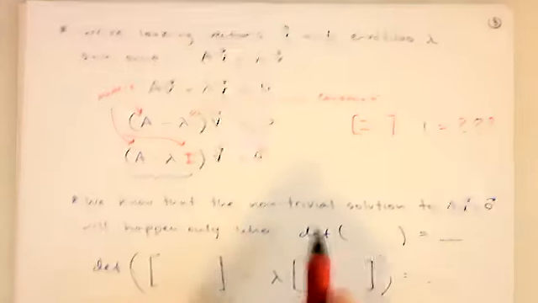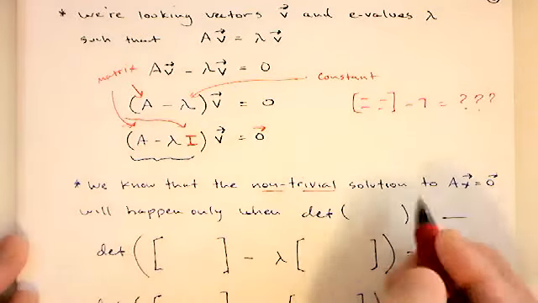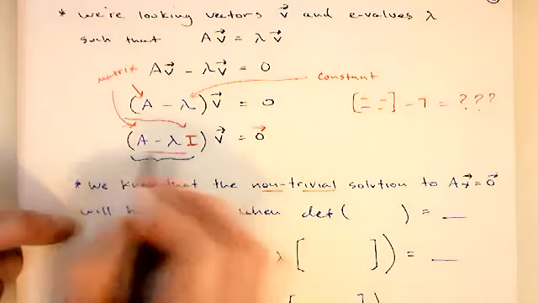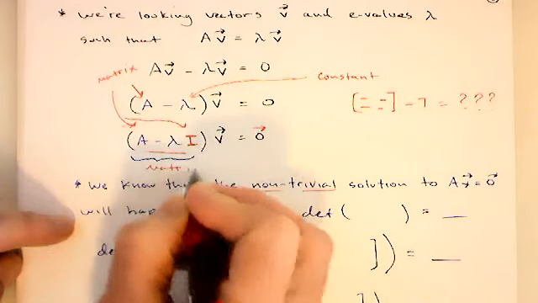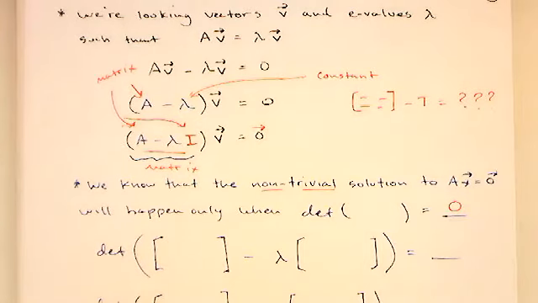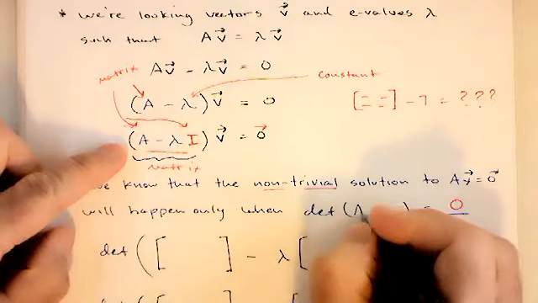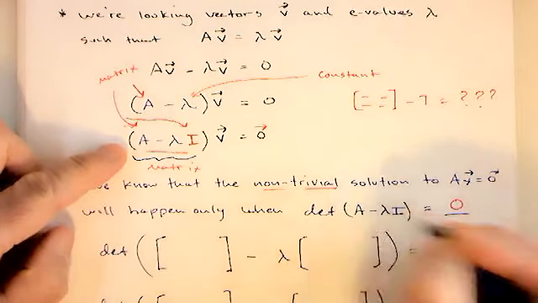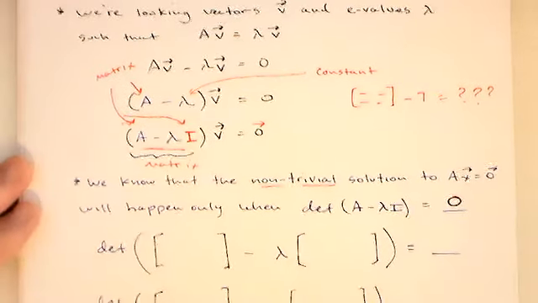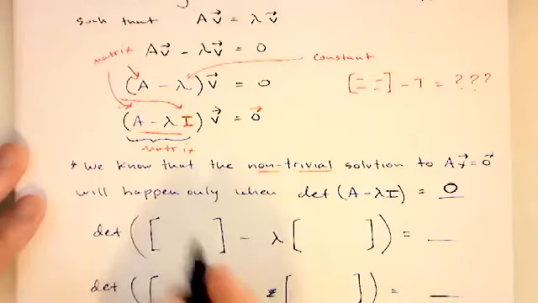So that's what this next part is. We know that the non-trivial, the non-zero solution to this type of an equation is going to happen when the determinant of this matrix equals 0. And so what am I taking the determinant of? I'm taking the determinant of A minus lambda times I. If that equals 0, then I'm going to get some non-trivial solutions. Okay, so let's see how that works.